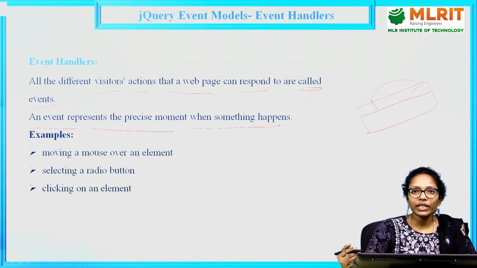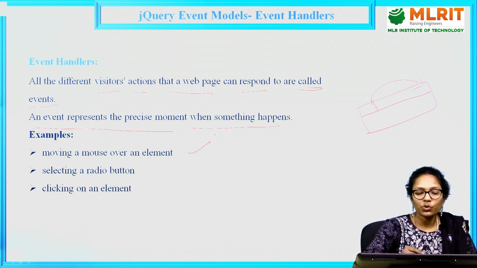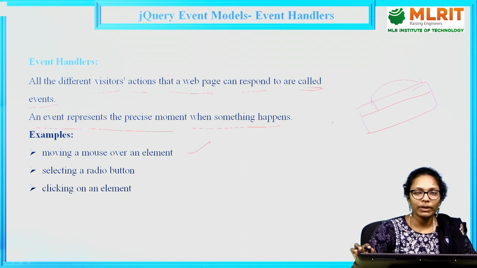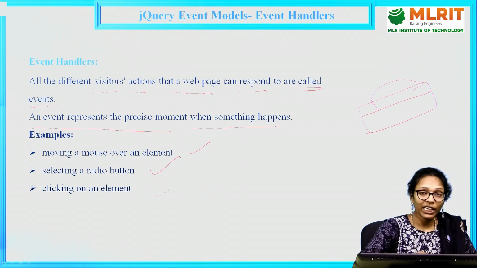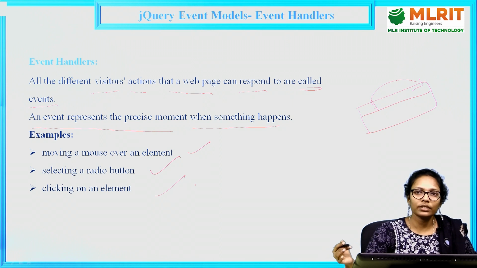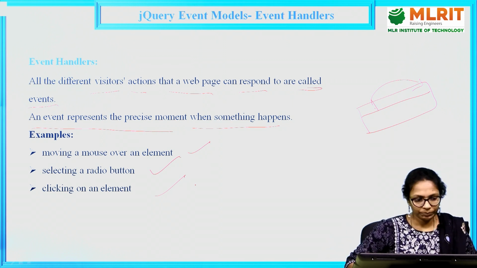So what are the different examples of events? Moving a mouse over an element. I'm just moving my mouse on one element, so that will be an event. Selecting a radio button, clicking on an element, selecting an item in the drop down list, selecting or checking a checkbox, all these are different events.